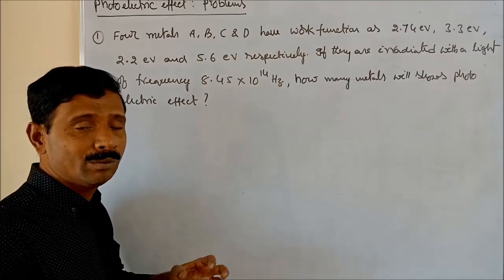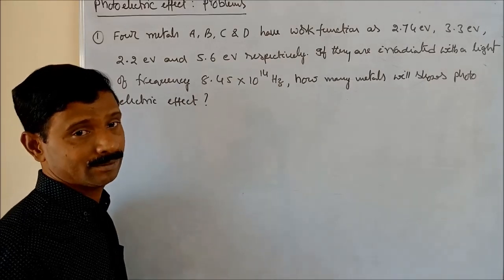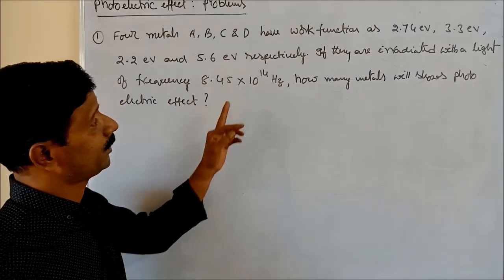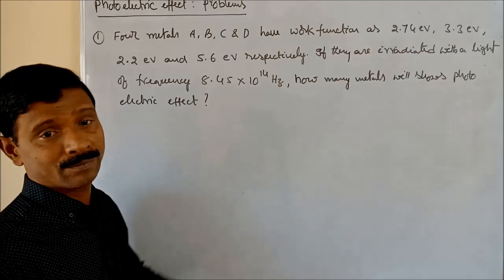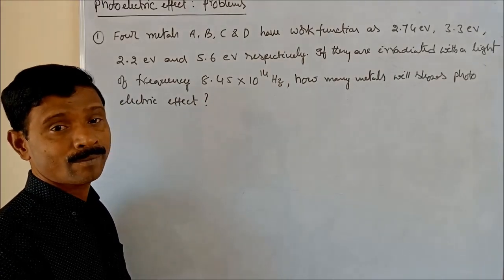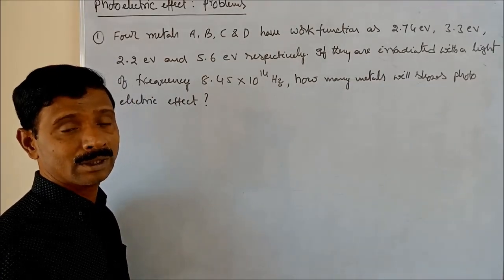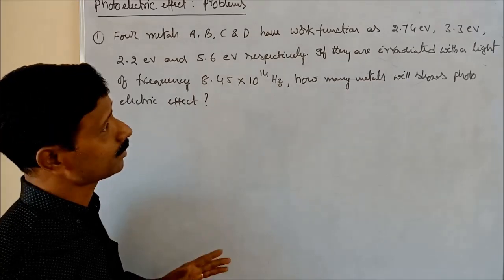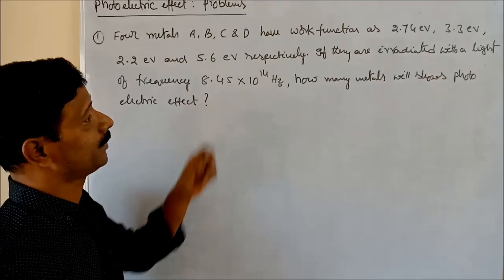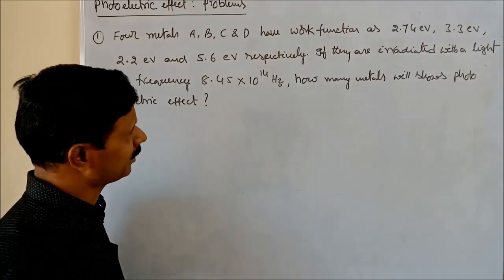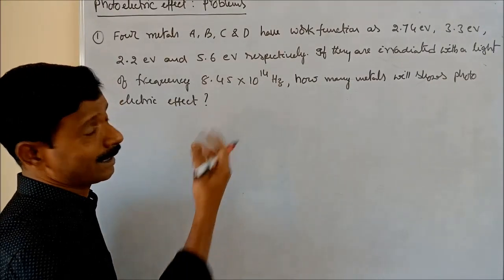That means from how many metals we will get photoelectrons. The condition we have to remember to analyze this: if the energy of the incident light is greater than the work function or threshold energy, definitely in that situation those metals are going to exhibit the photoelectric effect. The work functions are already given in electron volts, but here they have given the frequency. So first of all, we have to find the energy of the incident radiation, in electron volts.